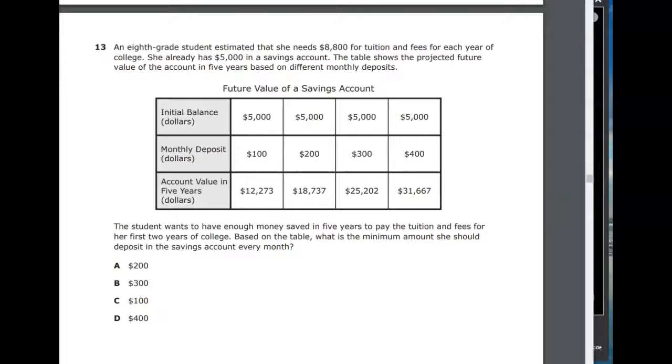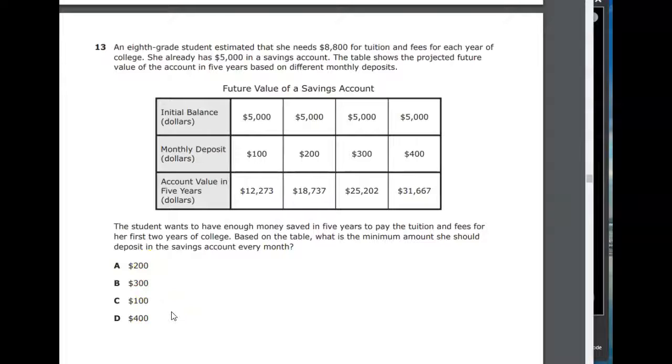Now, what grade is this kid in? 8th grade. How many 8th graders do you know that can save $400 a month? Yeah, I don't know any either. How many do you know that can save $300? Yeah. So I'd probably delete those two. I wouldn't say they're wrong, but they're probably wrong. And so I'm thinking $100 or $200 is going to be a lot. 100 probably. 200 is a lot. 3 and 4, I don't think so.